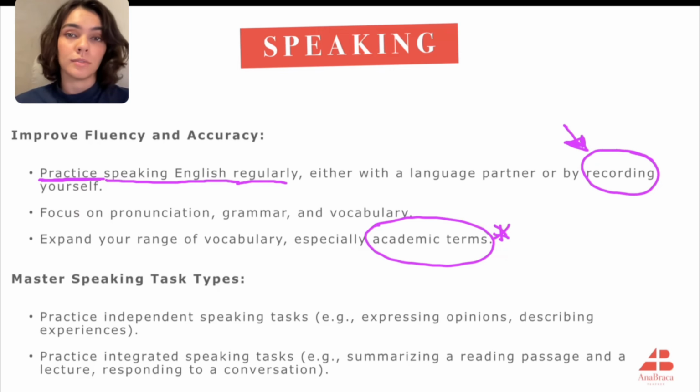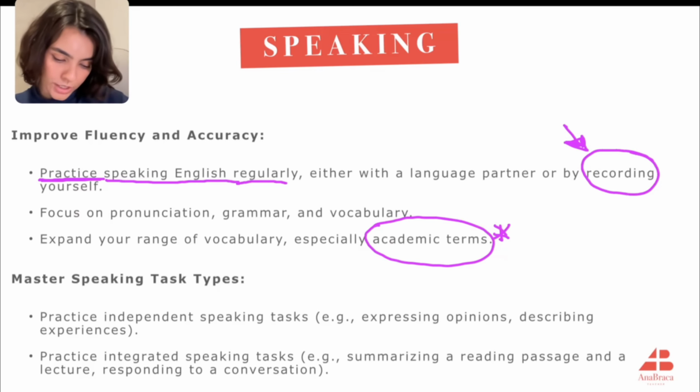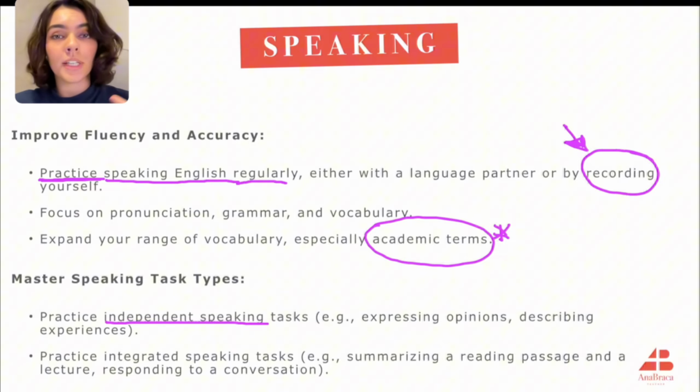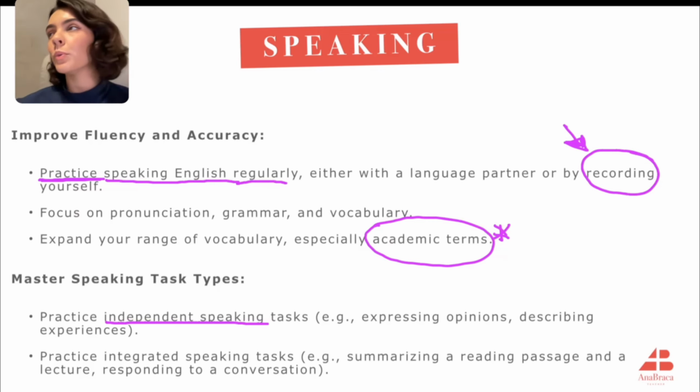Okay. How to master the speaking types. As I told you, in this module I've been talking a lot about the speaking module. We will talk about it task by task, all right? But when you are practicing for the independent speaking task, for example, you will be expressing opinions and describing experiences. I know this might sound like a silly example, but when you wake up and you go to the bathroom, you might think, if you wear makeup, what kind of makeup would I wear today? Would I prefer to wear heavy makeup or a lighter makeup?